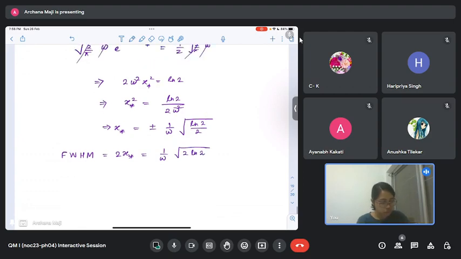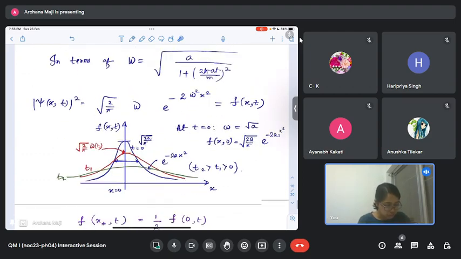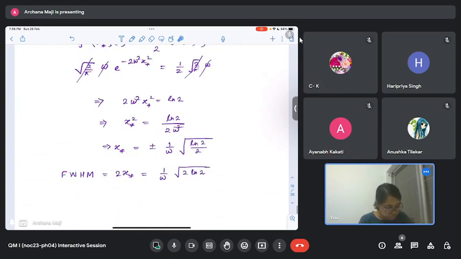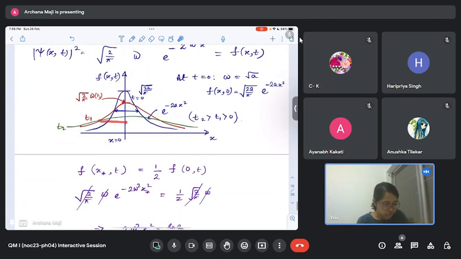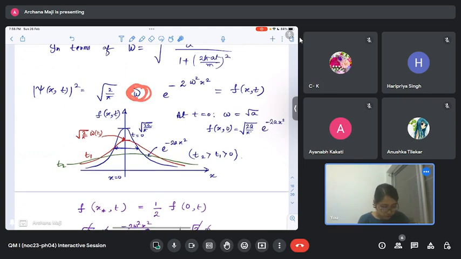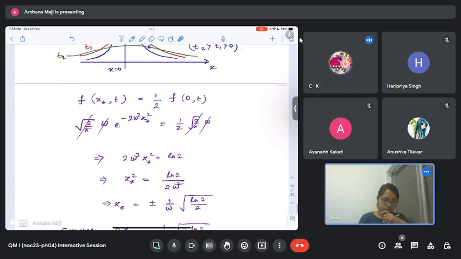Now what I was saying is, as time increases, omega decreases, and full width at half maxima increases. That's why the curve is becoming flat. The full width at half maxima is increasing, as well as, since omega is decreasing with increasing time, the height of the curve is also decreasing. You understand? Yes, madam.